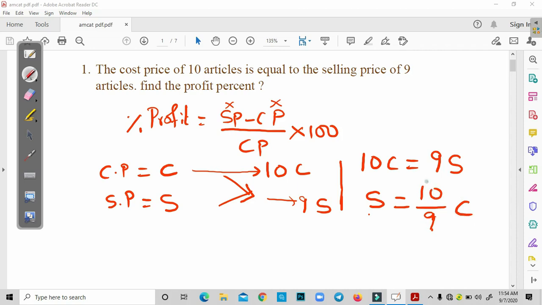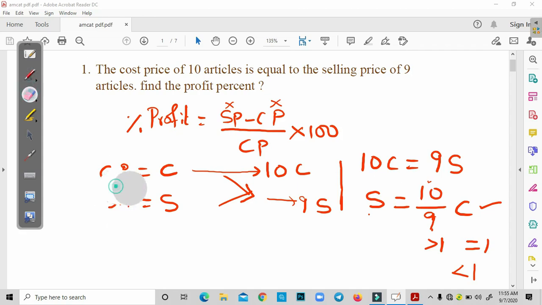That means the answer will always be greater than 1. That means it will be a profit case. Answer greater than 1 means selling price is greater than the cost price. So this is the profit case. If you get equal to 1, then that is no profit, no loss. If you get less than 1, that will be the case of loss. Now see, how are you going to find the profit?